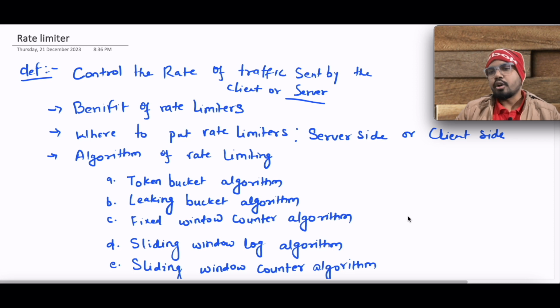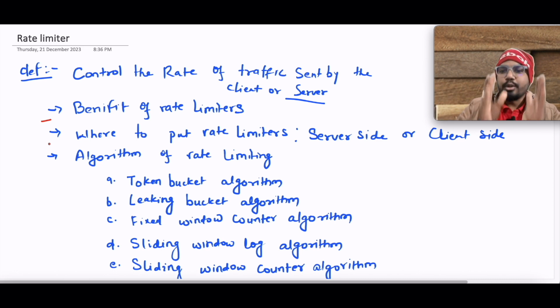So today I'll be talking about the most important topic of system design, which is rate limiter. What all things we will be covering in this video, the list is given here. First we'll understand the definition of the rate limiter, then the benefits, then where to put the rate limiters. Should we put them on the server side, or on the client side, or in middleware? We will discuss that. And then the very important topic, which is the algorithms of rate limiters. These are the 5 algorithms.